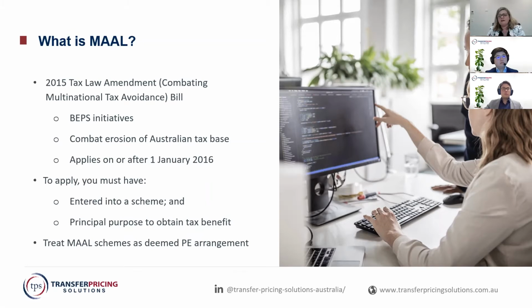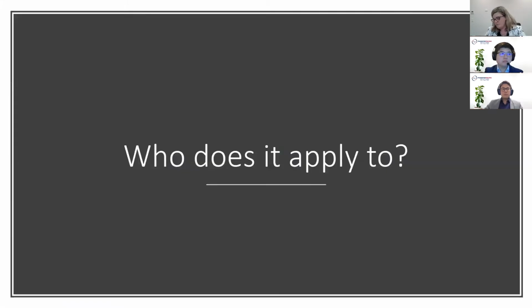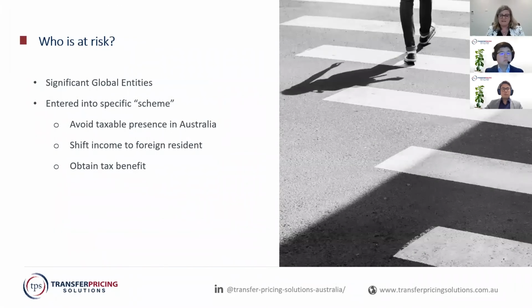So this is where, and Kevin will go through this a bit in a bit more detail, we're looking at what is the principal purpose of what the structure is and how you've gone about looking at it. So if we go and have a look at then who does it apply to? So what is it? It's looking at a scheme in place to basically reduce the Australian tax that's paid here. But who does it actually apply to, and when should you be, in a sense, concerned or looking at it and making sure that you're considering whether the MAAL applies to you?